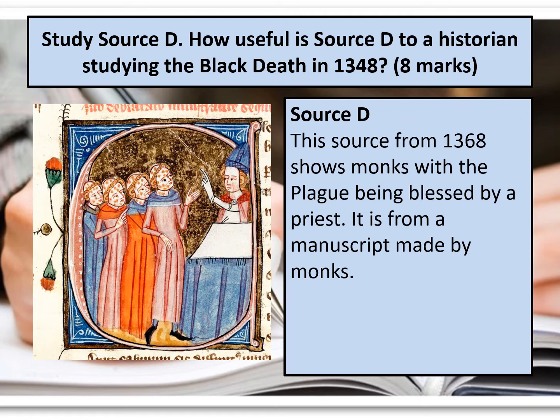Study source D. How useful is source D to a historian studying the Black Death in 1348? And we can see here a picture, and then we've got the information about the provenance next to it, where it's said that this source is from 1368 and it shows monks with the plague being blessed by a priest. It's from a manuscript made by monks.